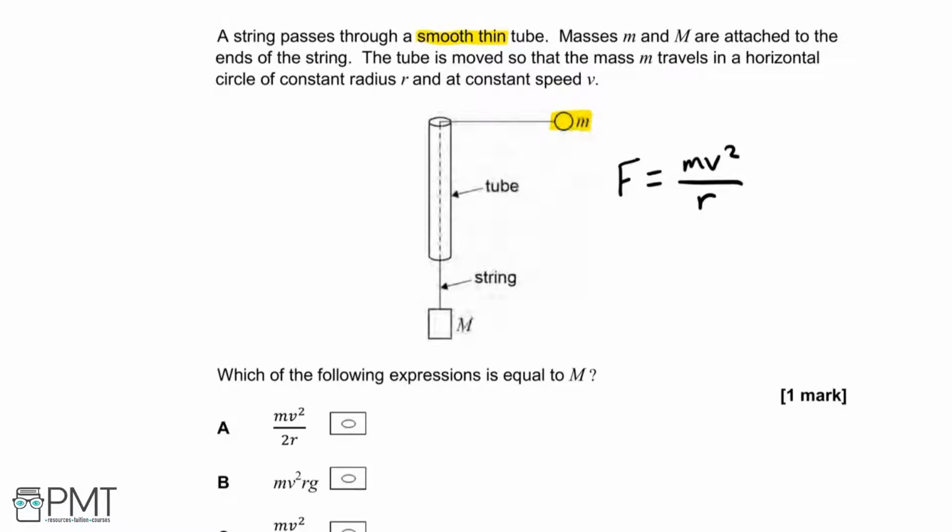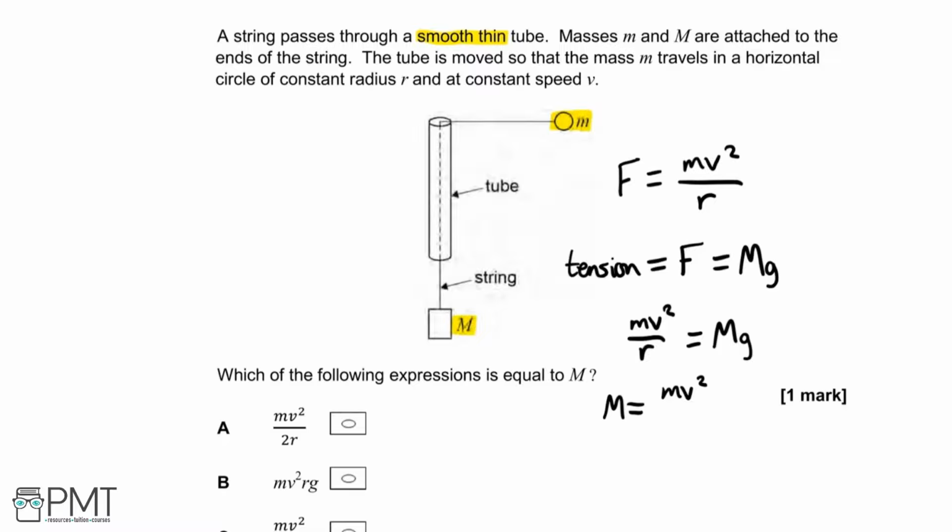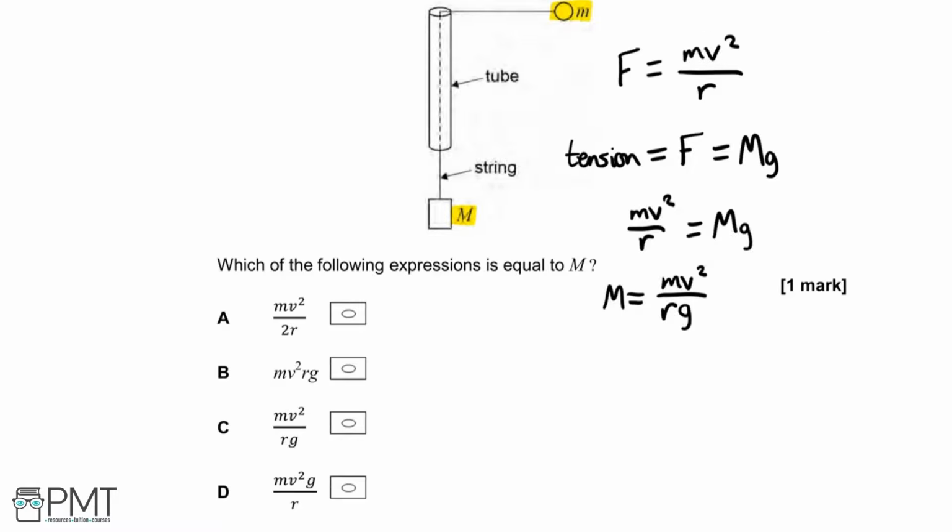And you could argue that the source of that centripetal force is the tension in the string. Now that tension in the string is going to be equal to the tension in the string holding up the larger mass, capital M. If it's holding that mass at the same point vertically, then the tension is going to be equal to capital M times g. So if we bring these two expressions together, we end up with this expression here, and then all we need to do is divide both sides by g, the gravitational field strength, and that's the expression that we obtain for capital M. And as you can see, that's the answer provided in option C. So C is the correct answer here.